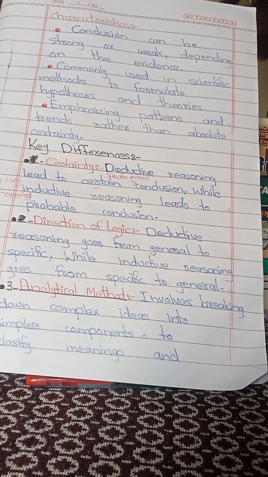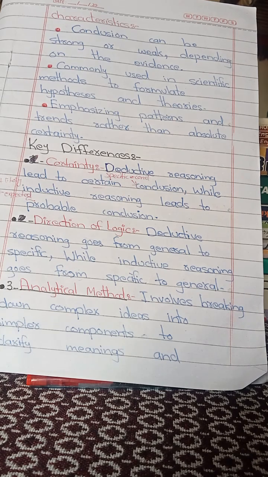Next, we discuss the characteristics of inductive reasoning. First, conclusions can be strong or weak depending on the evidence. Induction can be strong or weak. If an inductive argument is strong, the truth of the premises would mean that the conclusion is likely. If an argument is weak, then the logic connecting the premises and conclusion is incorrect.